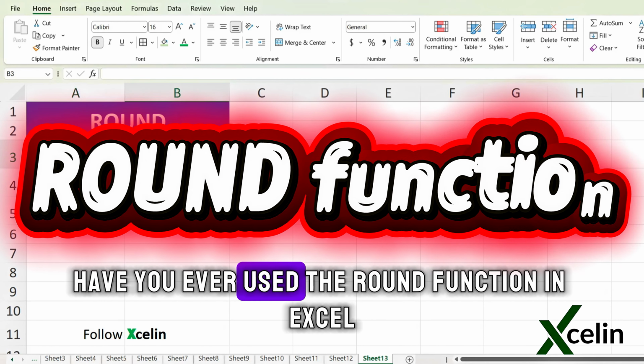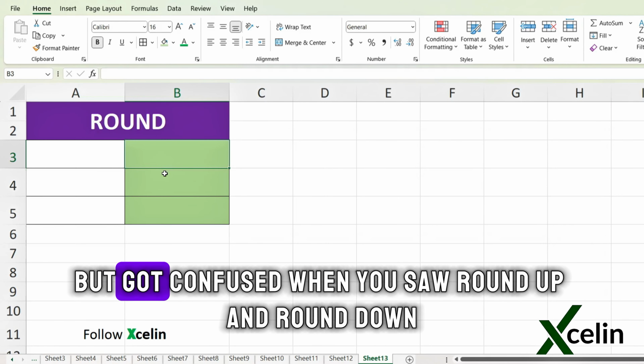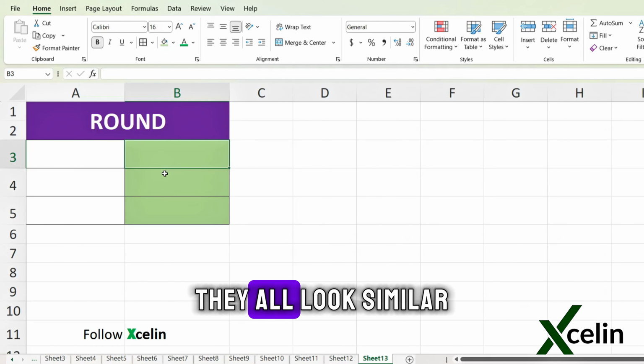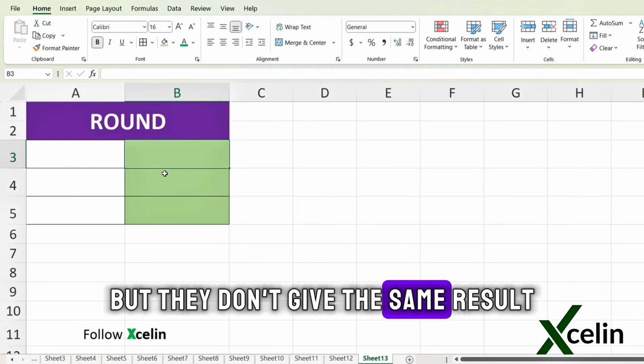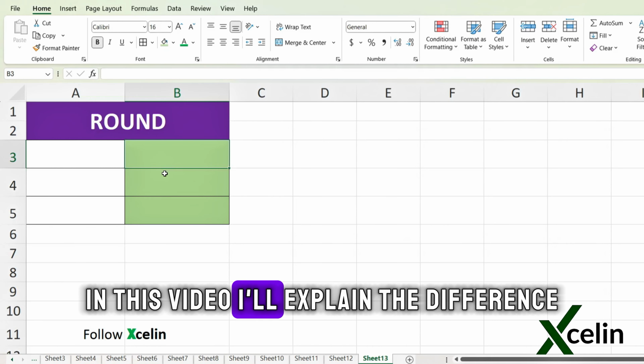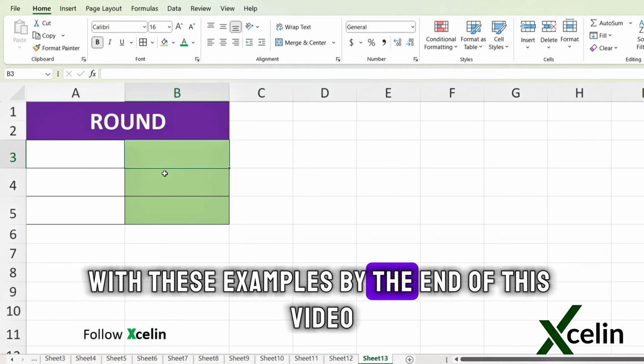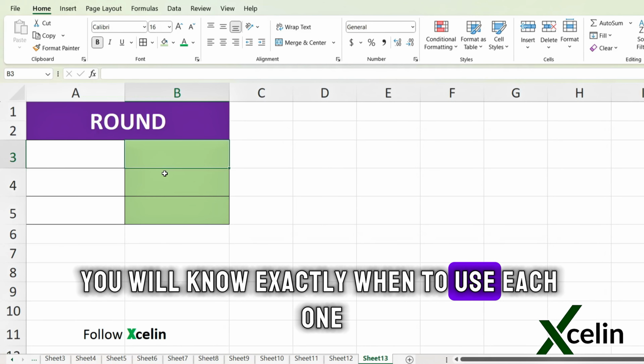Have you ever used the ROUND function in Excel but got confused when you saw ROUNDUP and ROUNDDOWN? They all look similar, but they don't give the same result. In this video, I'll explain the difference between these three functions with these examples. By the end of this video, you will know exactly when to use each one.